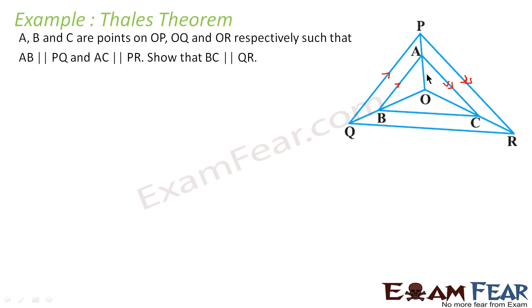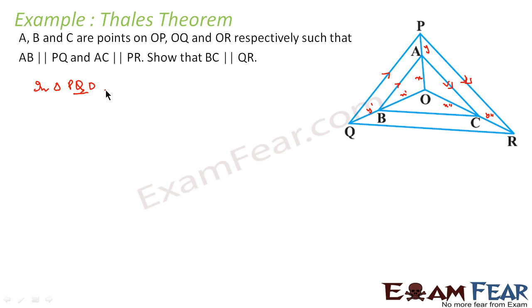You see, right? So assume OA is x, PA is y. So in this triangle, both the lines are parallel, so we can apply Thales theorem. So this will become x dash and this will become y dash, correct? Similarly, if you apply Thales theorem in this triangle, AC is parallel to PR, so this becomes, let's suppose, x double dash and this becomes y double dash. This is x y, this is x dash y dash, this is x double dash y double dash.